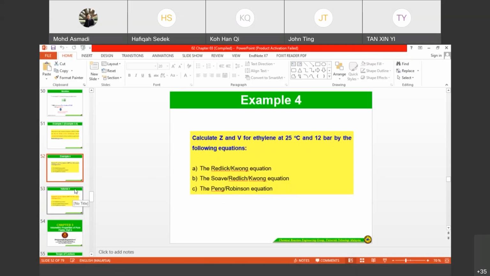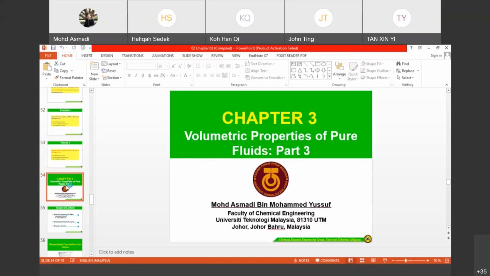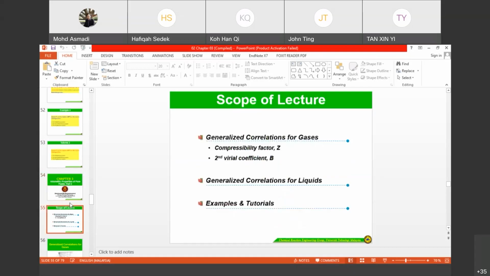Okay, but the most important thing is you have to make sure whether it's gas phase or liquid phase. That is the most important before you decide on the calculation. Okay, any questions about the tutorials before we proceed with another method, which is what we call the generalized correlation.